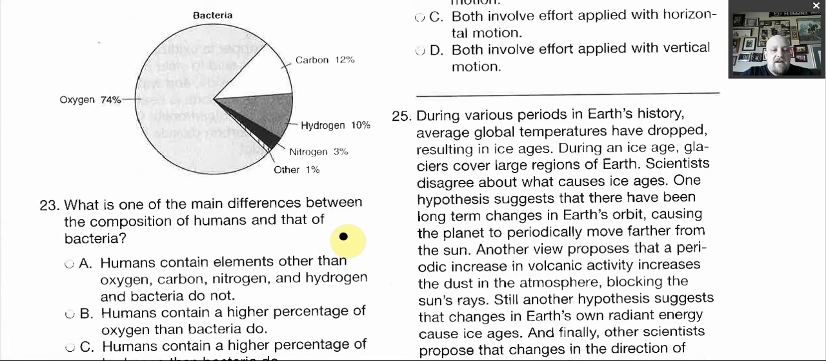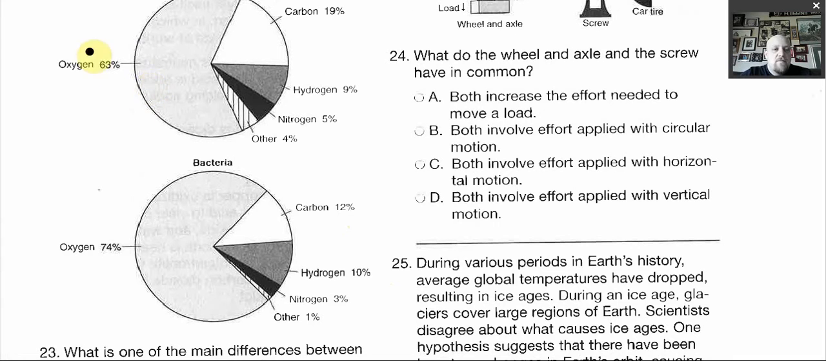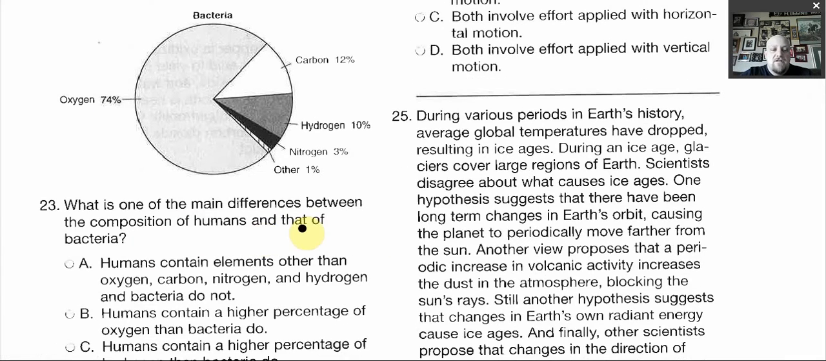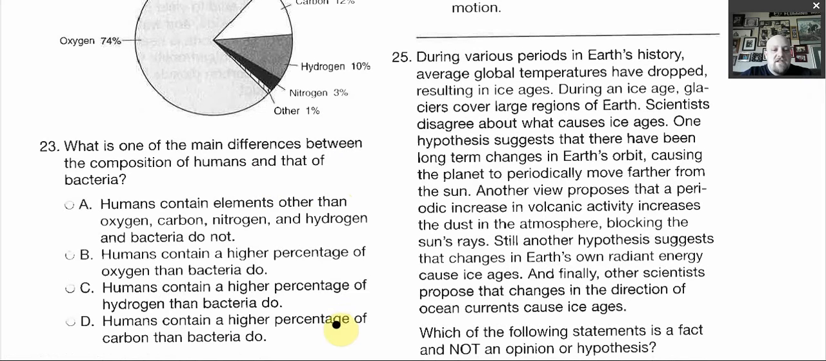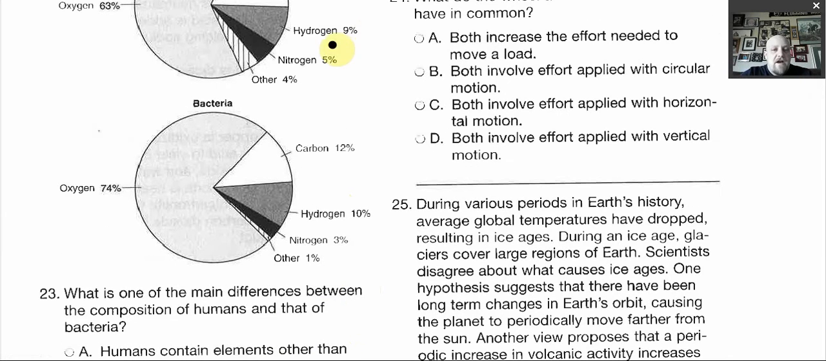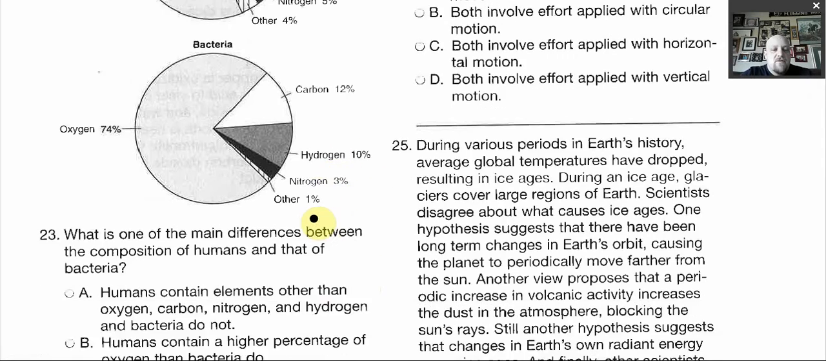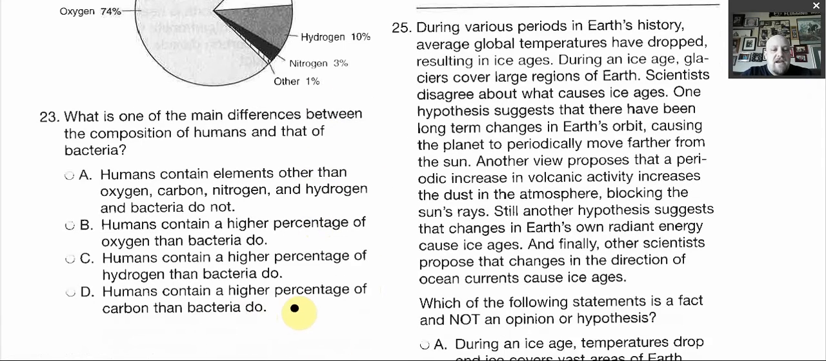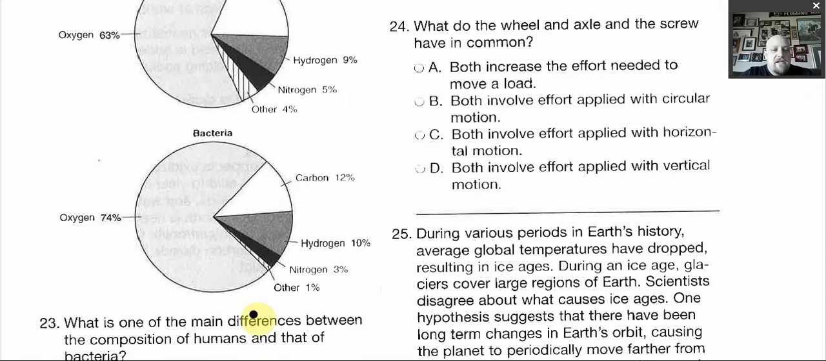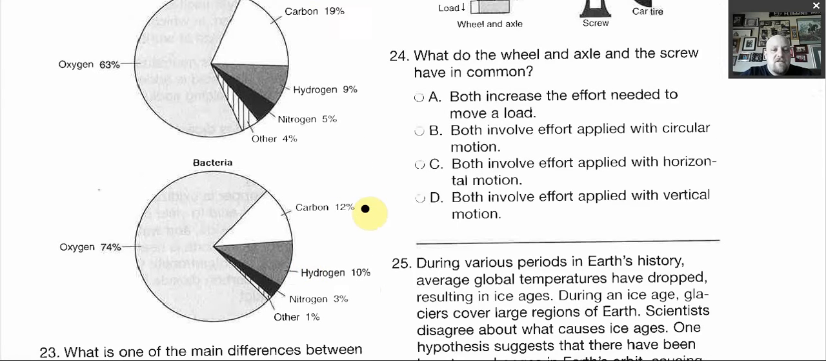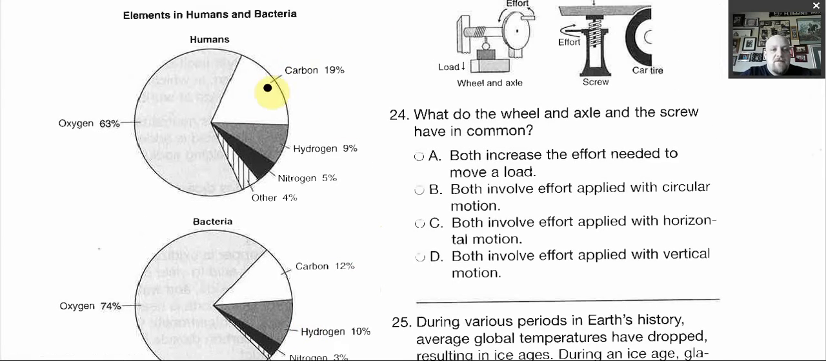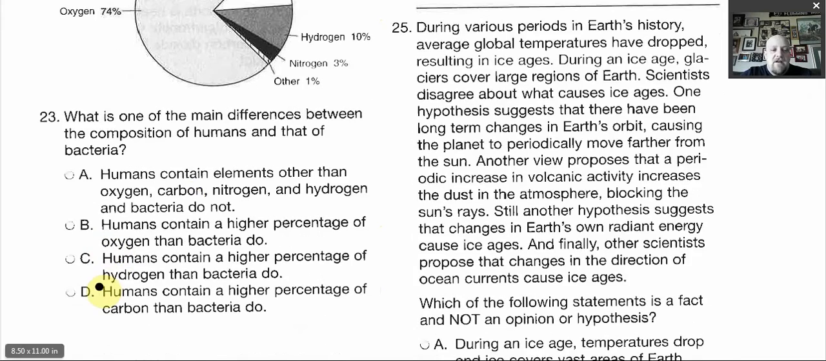So that one's incorrect. Humans contain a higher percentage of oxygen. So we look, nope, 63 for humans, 74 for bacteria. So that's also incorrect. Humans contain a higher percentage of hydrogen than bacteria do. Hydrogen is 9% for people, 10% for bacteria, also incorrect. Humans contain a higher percentage of carbon than bacteria do. Carbon is 12% for bacteria, 19% for humans. So that's going to be your answer.